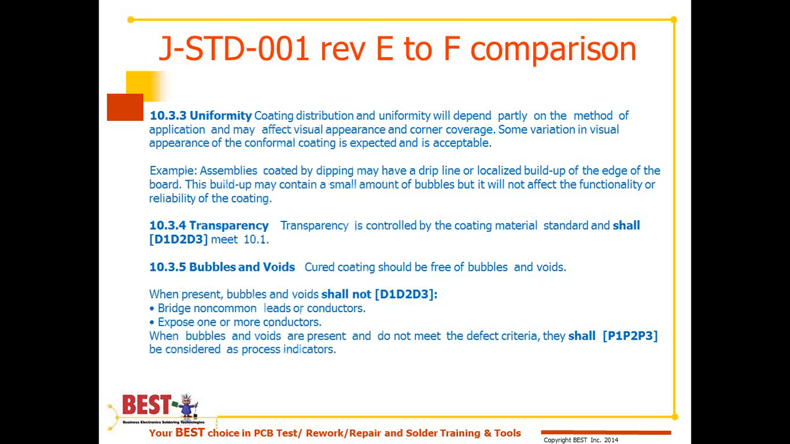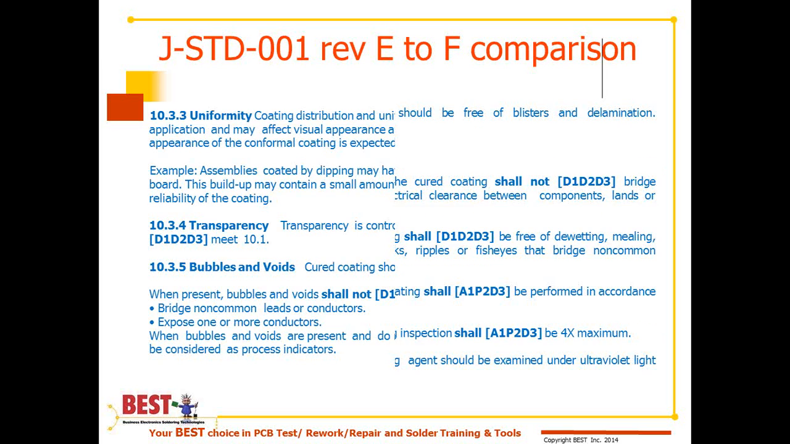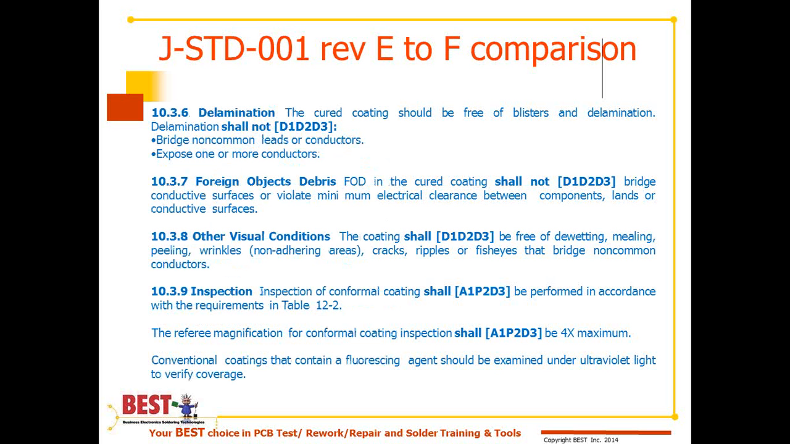Bubbles and voids: it says cured coatings should be free of bubbles and voids, and when present, the bubbles and voids shall not bridge non-common leads or conductors or expose one or more conductors, or it's a defect in all three. When the bubbles and voids are present and do not meet the defect criteria, they shall be considered as process indicators for all three classes. Under 10.3.6 for delamination, the cured coating shall be free of blisters, and delamination shall not bridge non-common leads or conductors or expose one or more conductors, or it is a defect for all three.